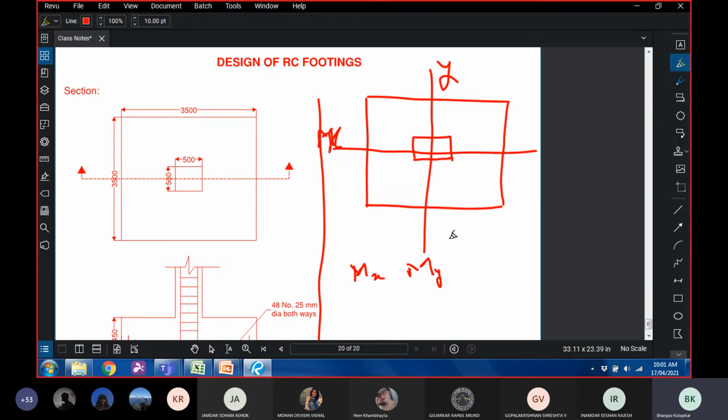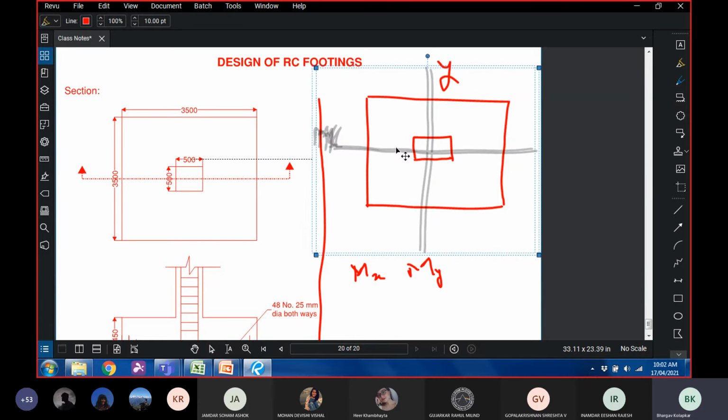But in exam, we might not have time. Therefore, we have to choose one, and we have to provide the same in the other direction, which will be slightly conservative, but it will be correct. You are not under designing anything. So my question is, which moment will you consider, mx or my? When I ask this, what I really mean is, which moment do you think will be larger? Will it be mx or will it be my? Think about it for a moment and try to answer this question. My. My, okay.